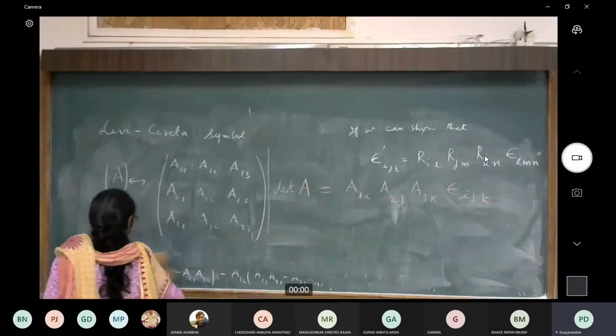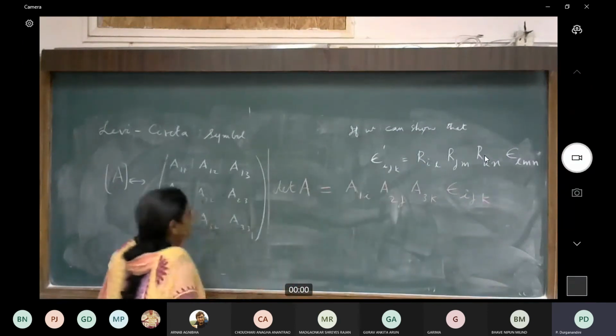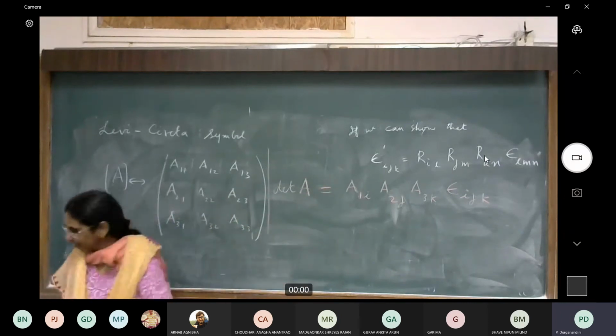Okay, we can generalize this to higher orders also, but let me just do this. So for a 3 by 3 matrix, I can write my determinant of A as follows.